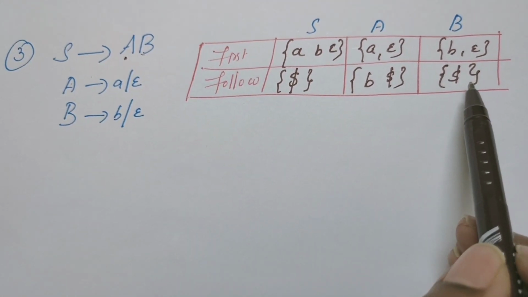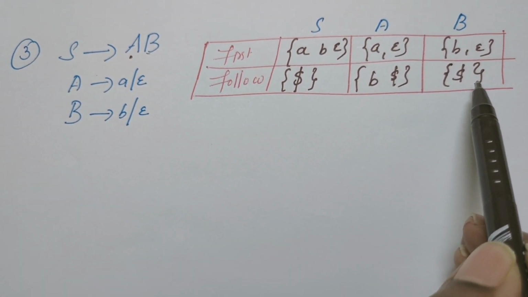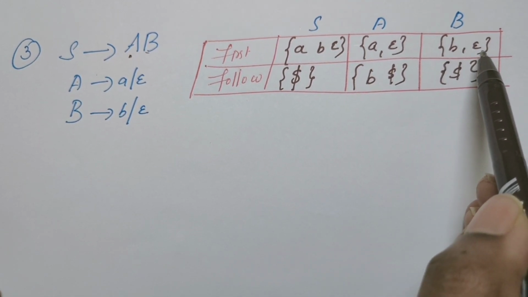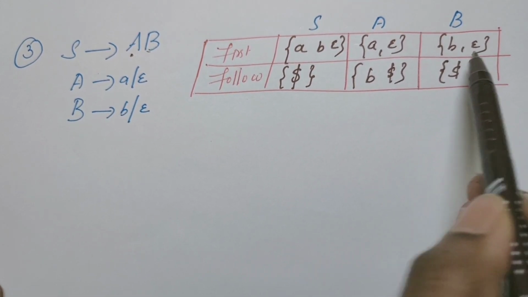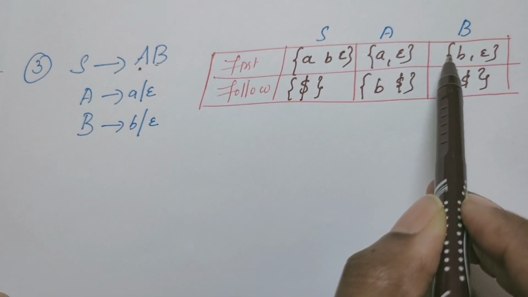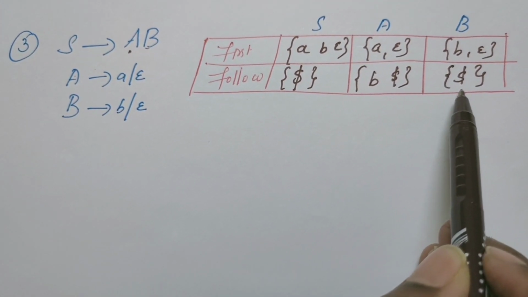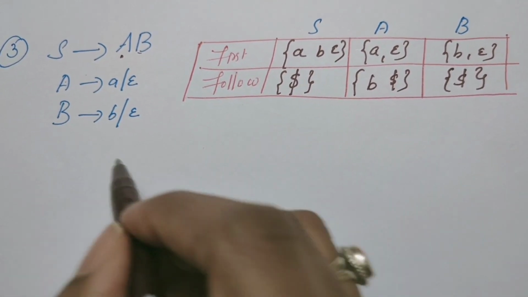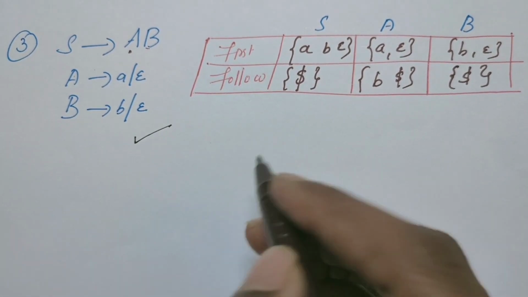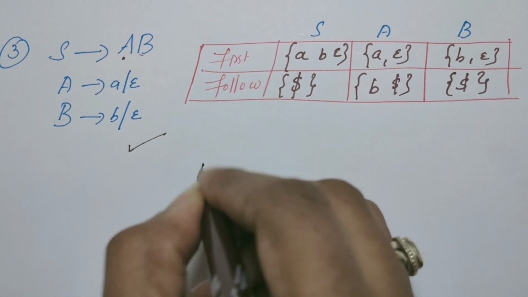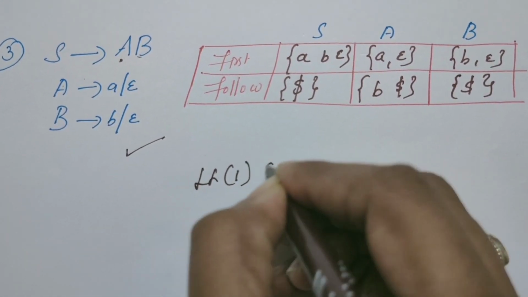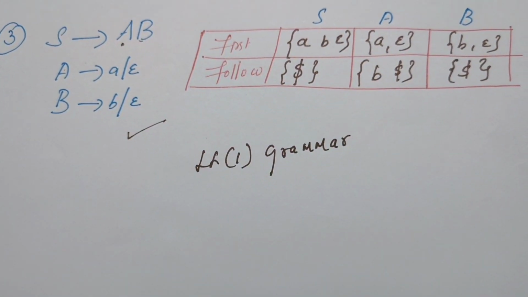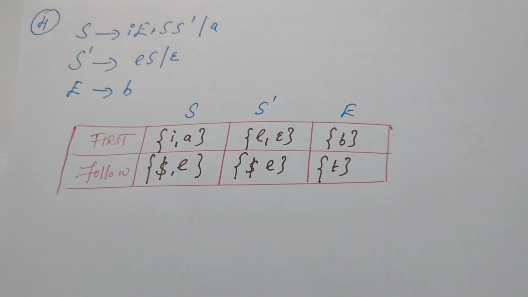Now let us move on to the third one. In the third one, first of alpha is B, whereas first of beta is epsilon. So check whether first of alpha intersection follow of A is equal to null. Yes, the condition is true. If that is the case, this is LL1 grammar. So both the conditions are true. This is LL1 grammar. Now let us see the last example.